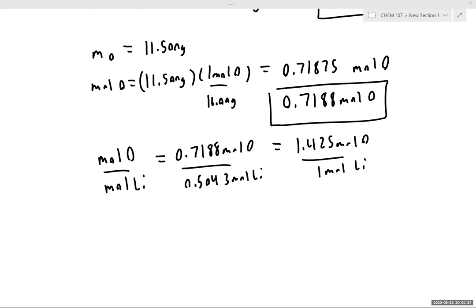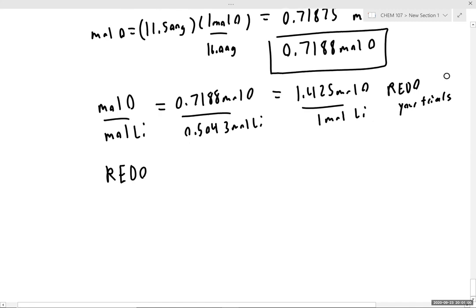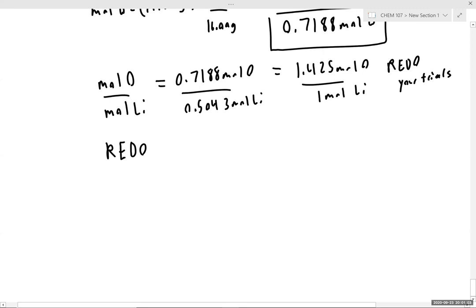Now, if you get a number like this at the end of your experiment, this is a sign that you likely need to redo your trials. You should get relatively clean whole number ratios for your mole to mole ratio. So you may notice in one of the videos that they have to redo. So let's pretend that they redo this experiment because they notice their mole to mole ratio is not a whole number. So they likely didn't get a complete reaction.